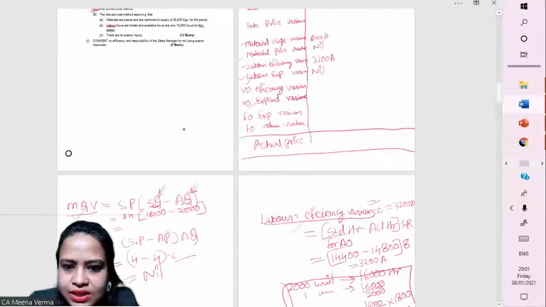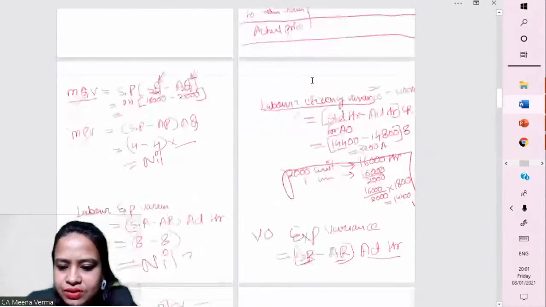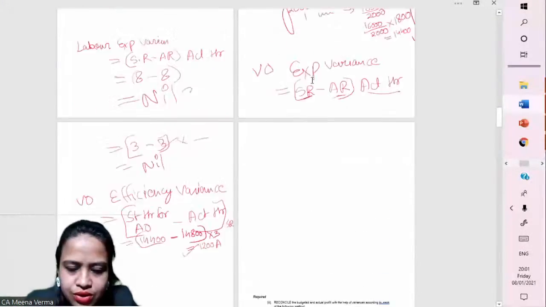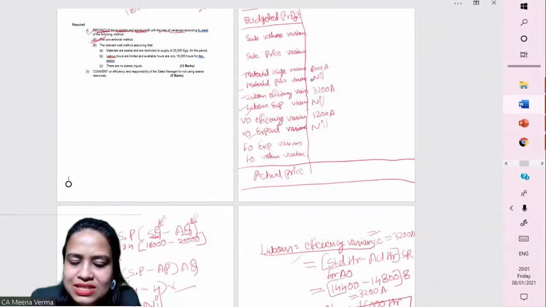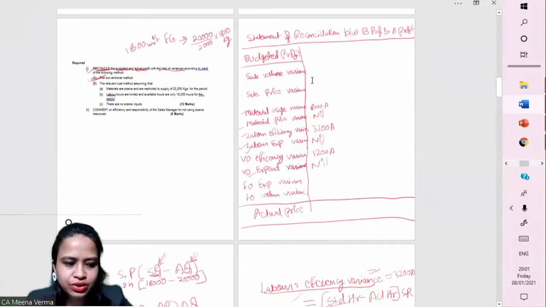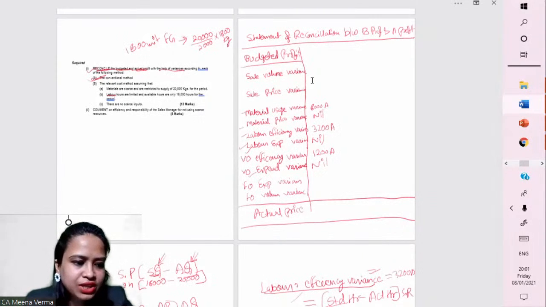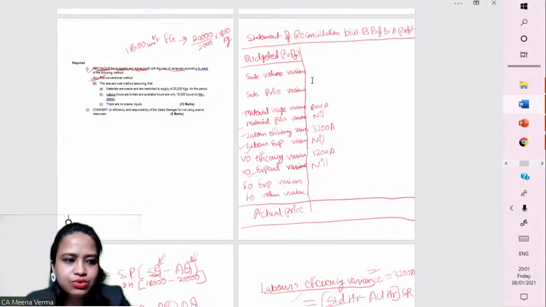Expenditure variance is nil. Efficiency variance is how much? 1200 adverse. I hope it is clear. See, the question is lengthy, I know. This question is a very lengthy question, but since students failed to do this question in the examination, I want to take this question. I know the question is lengthy.